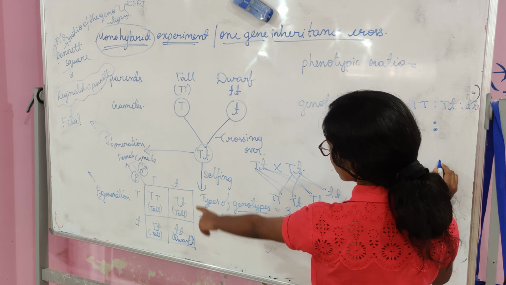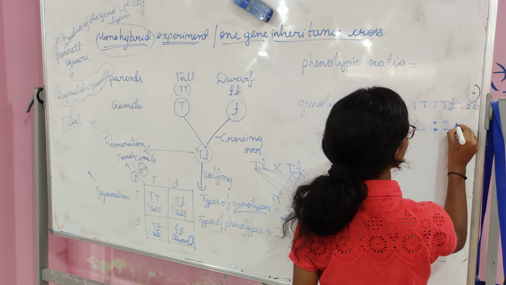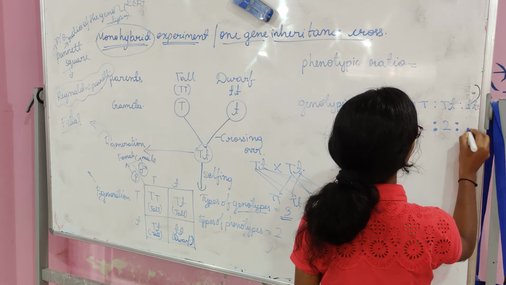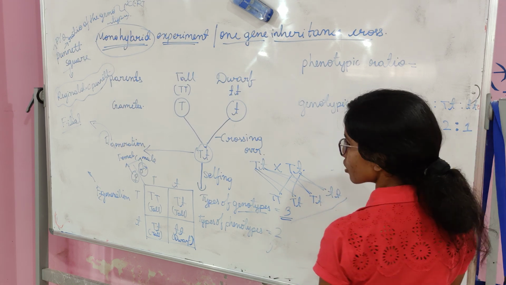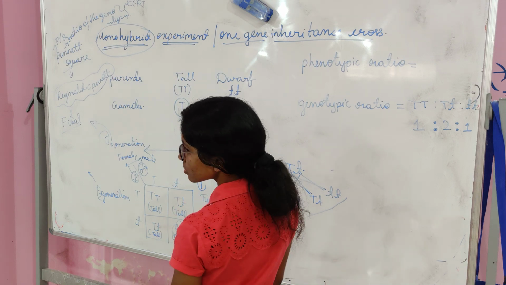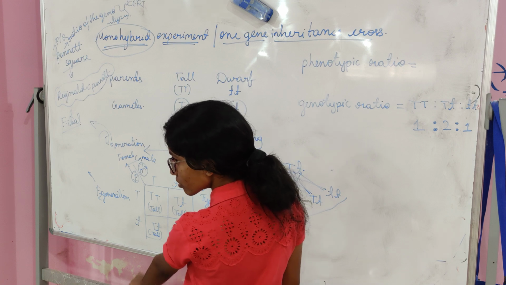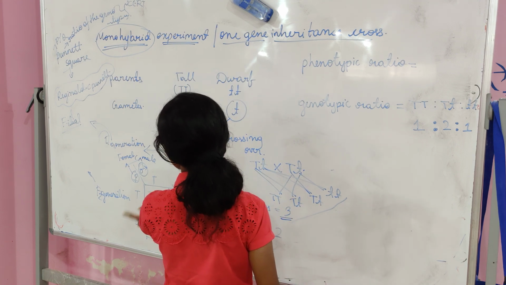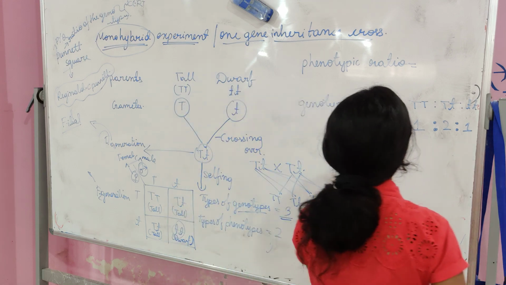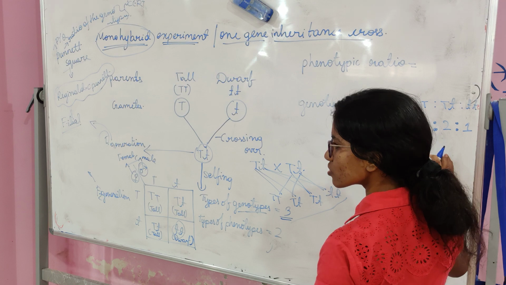And how many heterozygous dominant? 2. And how many homozygous recessive? You must be familiar with this term. This is homozygous recessive. This is homozygous dominant. This is heterozygous dominant. You just tell heterozygous dominant.